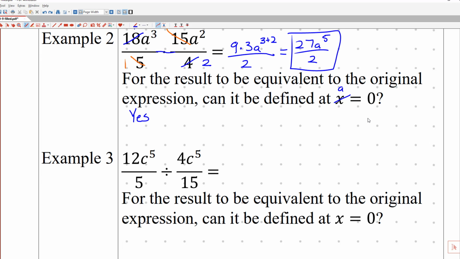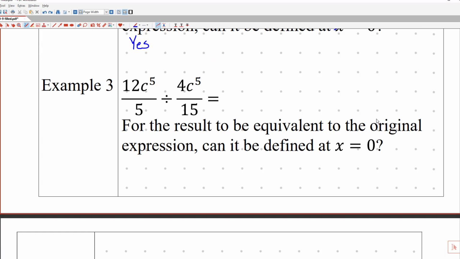Okay, let's try example number 3, and then we're done. So I finally have my first division, so immediately I'm going to keep it, change it, flip it. That's my first step. So this is 12c to the power of 5 over 5. I just recopied down my first rational expression, so I kept it. I'm going to change the division into a multiplication. Oop, that was a bad error, but you guys can see. And then I'm going to flip it. I'm going to take the reciprocal of this, and it's going to be 15 on the top instead of on the bottom, and a 4c to the power of 5 on the bottom instead of the top.